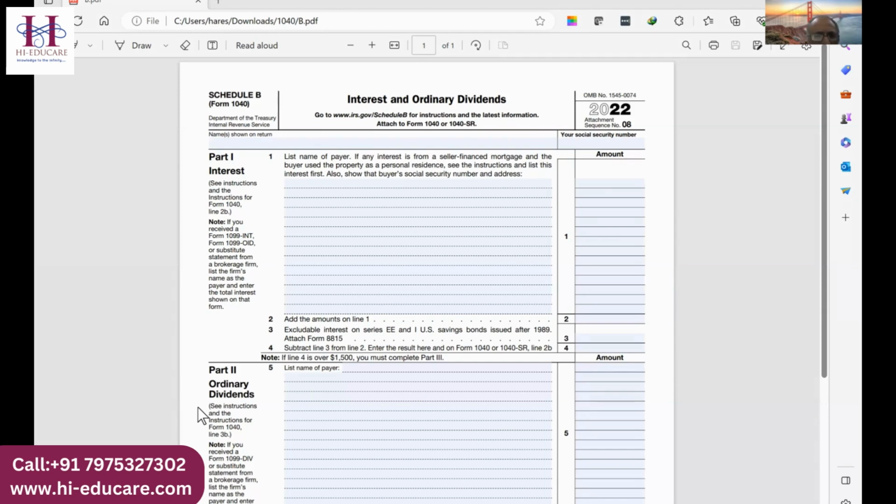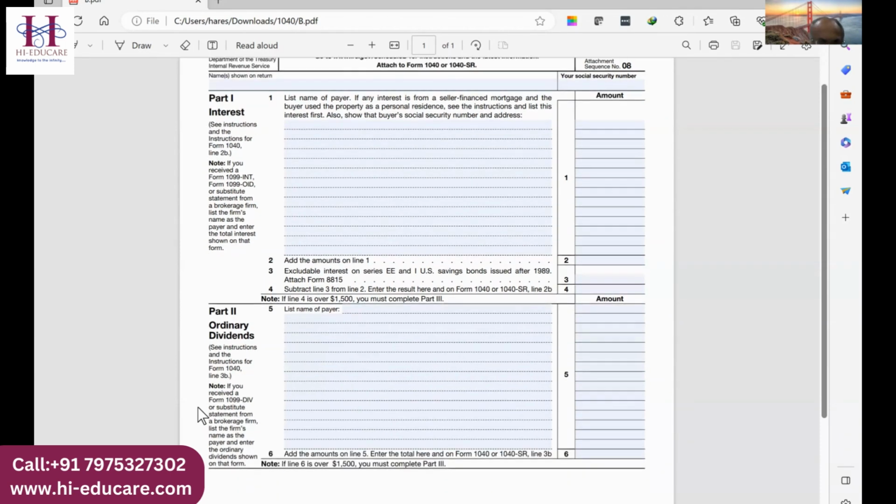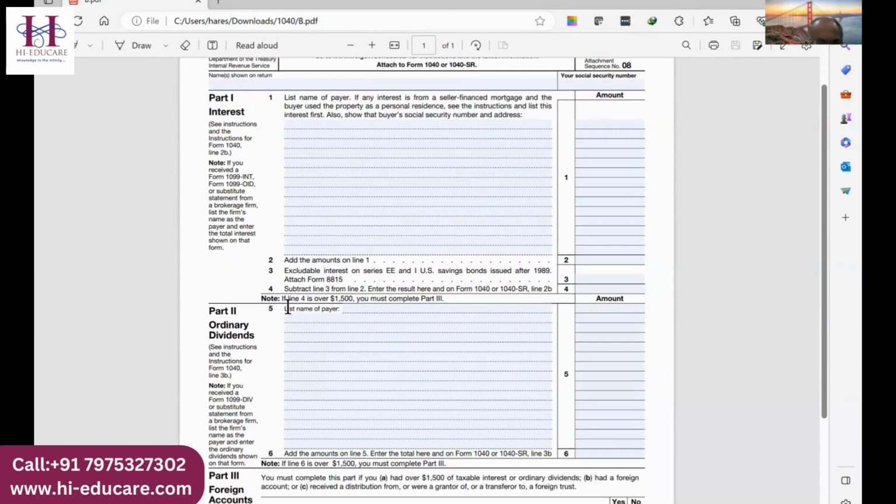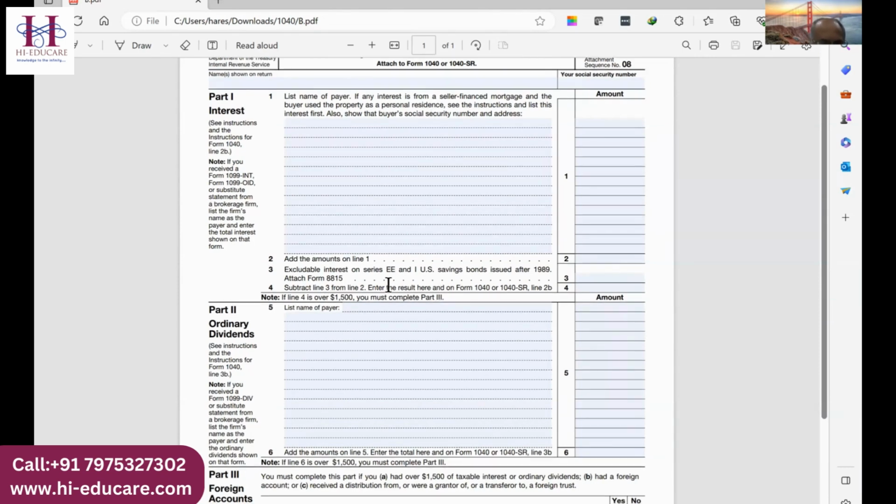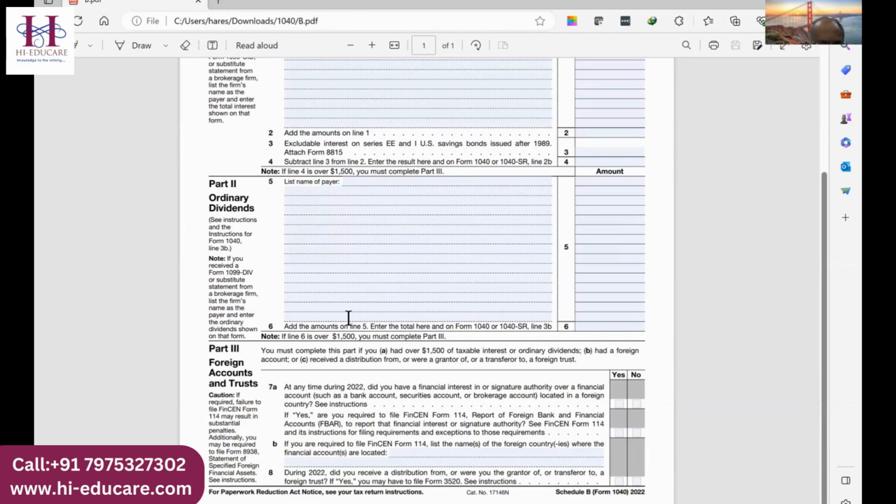So the dividend and interest income is flowing from Schedule B. You can see Schedule B, right? And they say it very well: if line 4 is over $1,500, you must complete part 3. Part 3 is basically foreign accounts and trusts, so you have to answer all these questions. If your total income on account of ordinary dividends or interest is in excess of $1,500, then you have to fill up part 3.